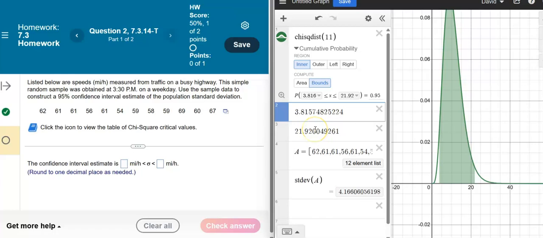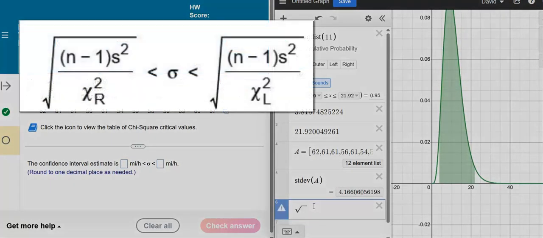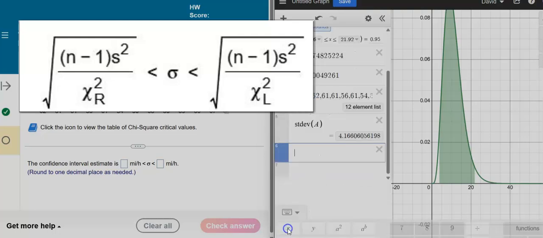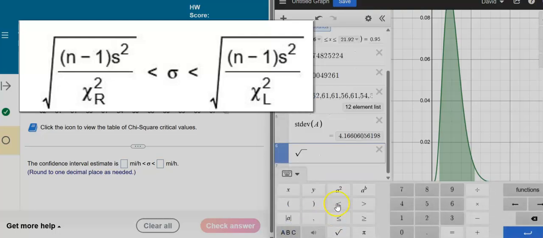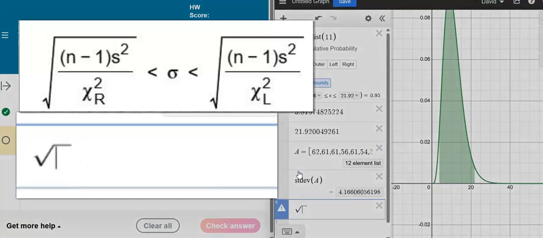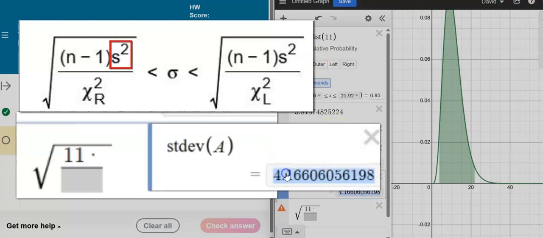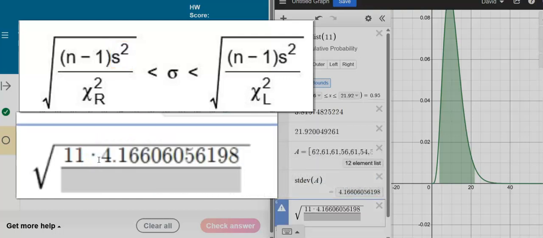All right, once you have your upper and lower bounds, you're ready to make the confidence interval. You need to start off with the square root. You can try SQRT like I did there. You can also come to this option here and just click the square root button. All right, but you want square root and then do division. And up top, you're going to take your degrees of freedom, which is 11 in this problem, and multiply it by the square of your standard deviation. So all you have to do is grab it, Control C, put it beside that 11 times that I had down there, and just square it.